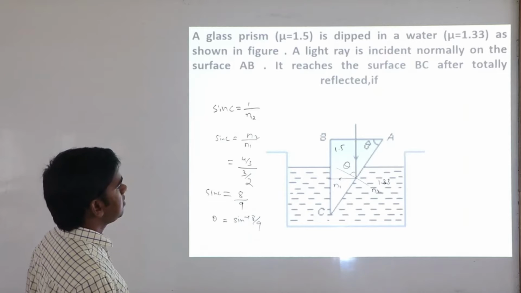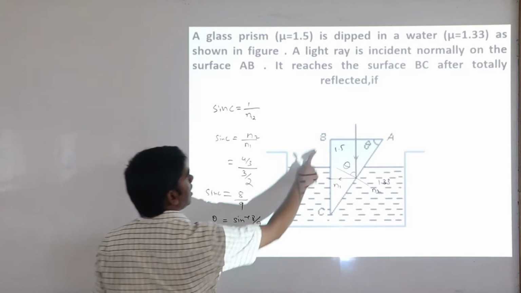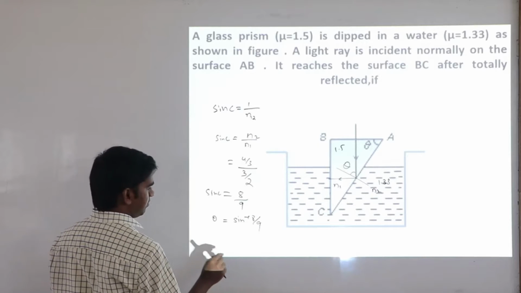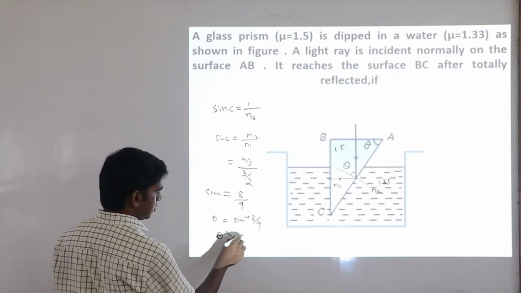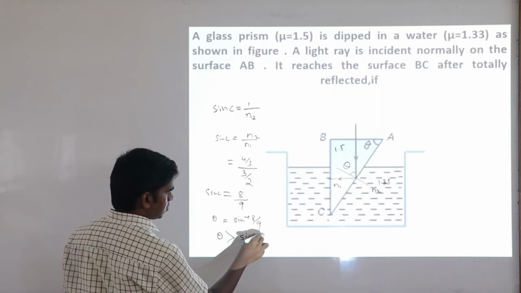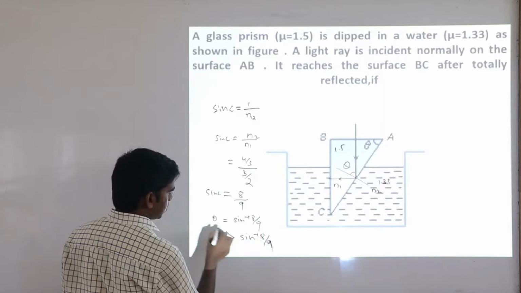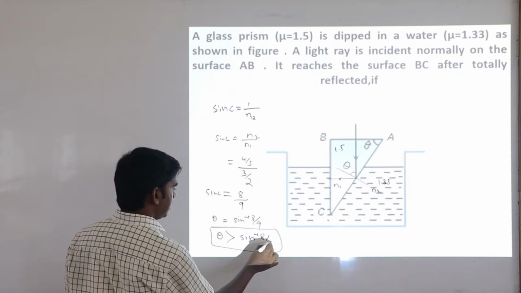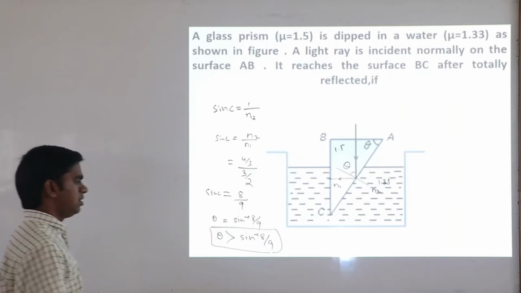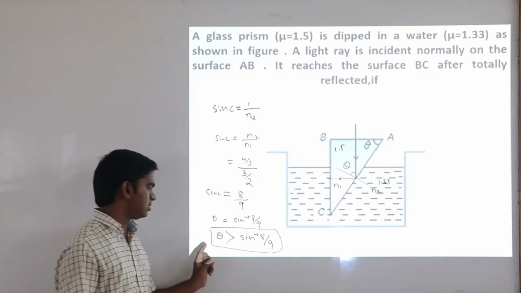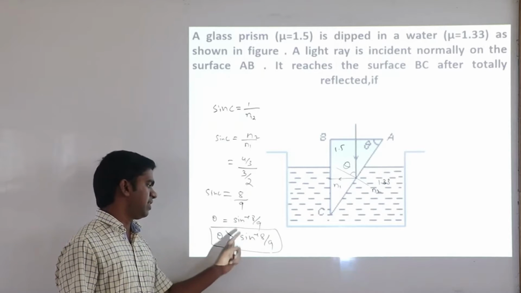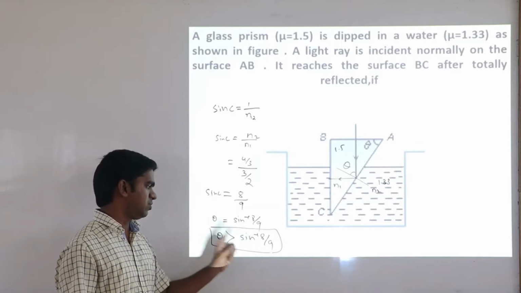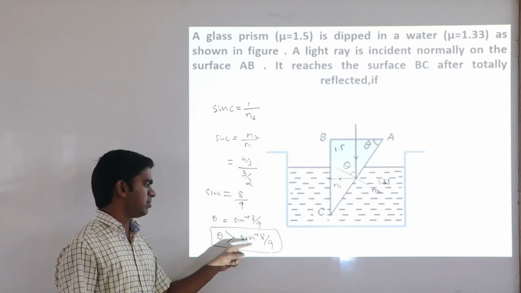So it reaches the surface BC after total reflection, if they are asking. So if they are saying "if", the condition will be that theta should be greater than sine inverse of 8 by 9. Okay, so this is what is going to be your answer. Based on the options given, you can understand which should be your answer. If the answer has theta equals sine inverse of 8 by 9 also, and theta should be greater than sine inverse of 8 by 9 also, then we should go with sine inverse of 8 by 9.